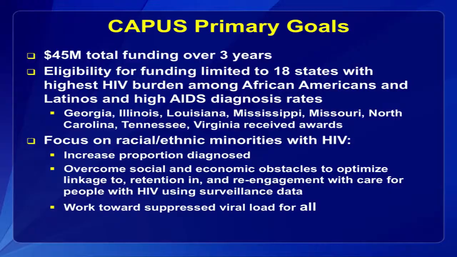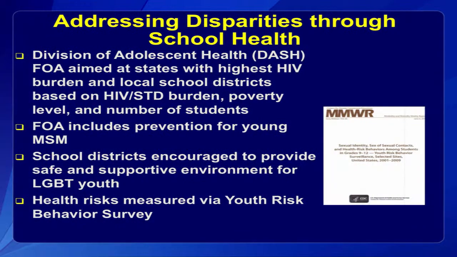Keep that in mind. CAPUS, Care and Prevention in the United States, $45 million over 3 years. Eligibility for funding limited to 18 states with the highest HIV burden among African Americans and Latinos and high AIDS diagnosis rates, you see the states. The focus on racial and ethnic minorities with HIV, with increased proportion diagnosed, overcome social and economic obstacles, social determinants of health, and work towards suppressed viral load for all.